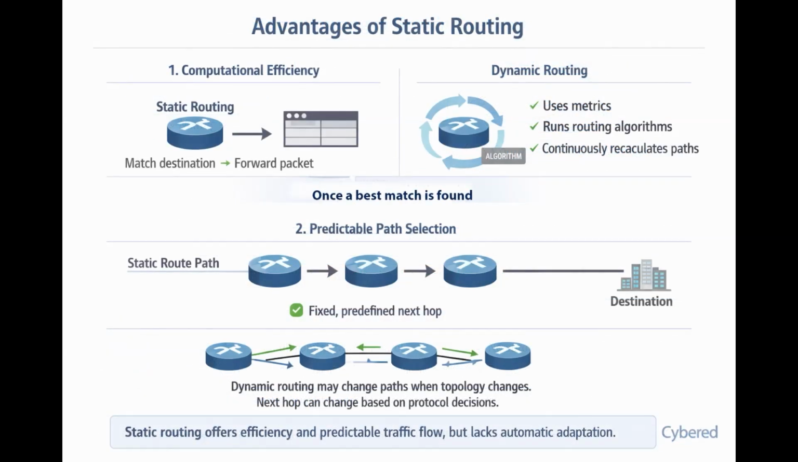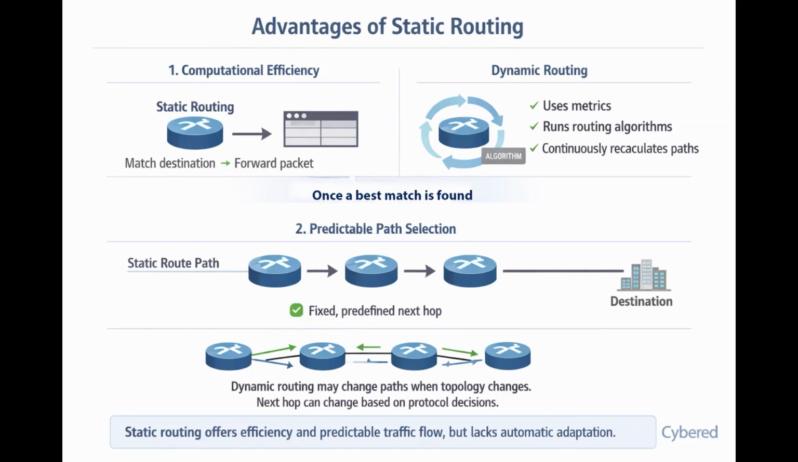Static routing is also computationally efficient. Dynamic routing protocols rely on algorithms and metrics to calculate the best path. Static routing requires no such calculations. The router simply matches the destination in the routing table and forwards the packet. Once the best match is found, the search stops. Another benefit is predictability. Static routes follow a fixed path, making the next hop easier to anticipate.